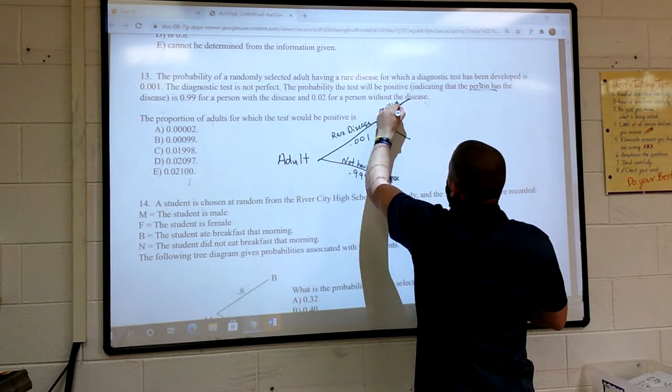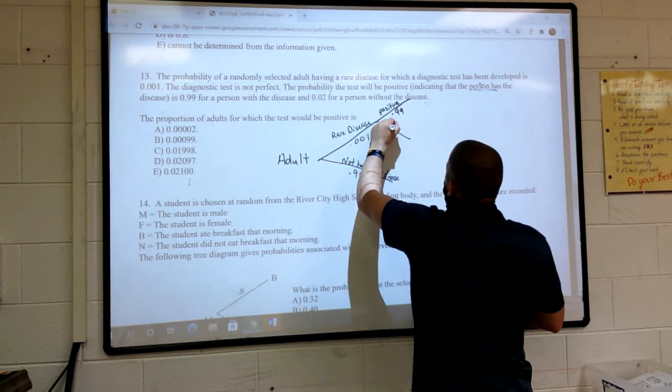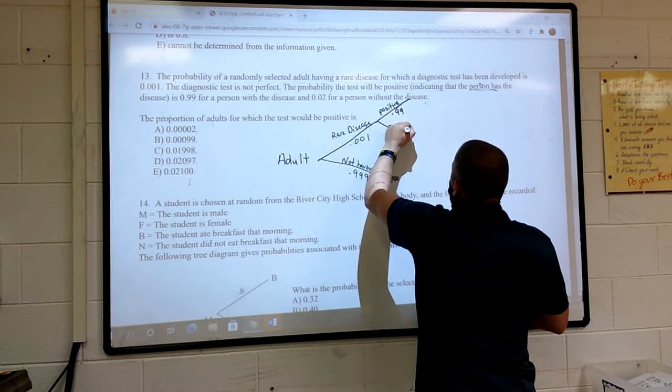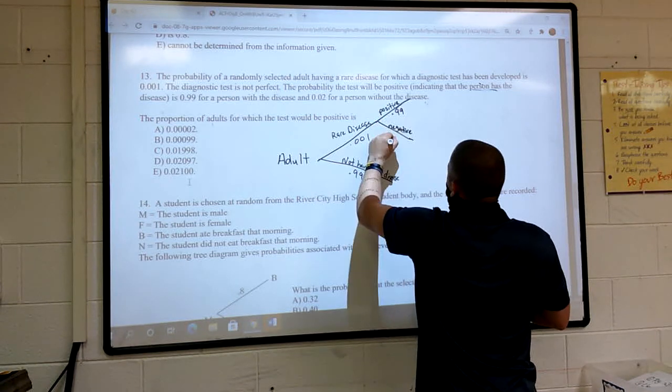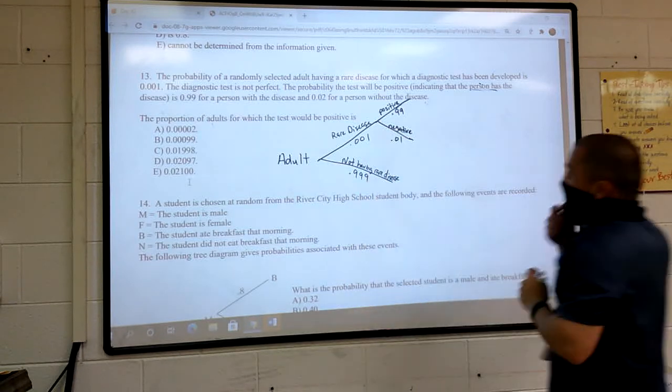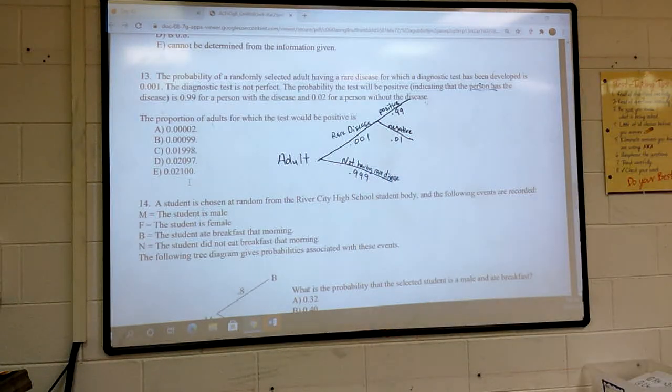So what's the chance that it gives a negative result? 0.01. 1% of the time, right? So 99% of the time it'll say they have the disease, which is what it should say because they do. But 1% of the time they'll get that false negative. It'll say they don't have the disease when they really do.